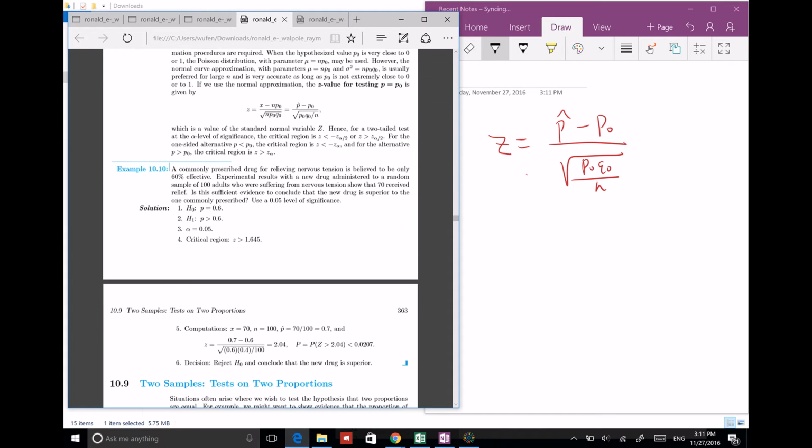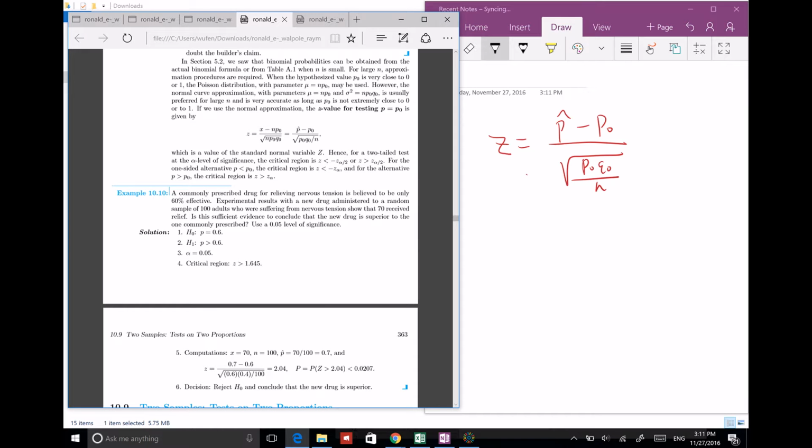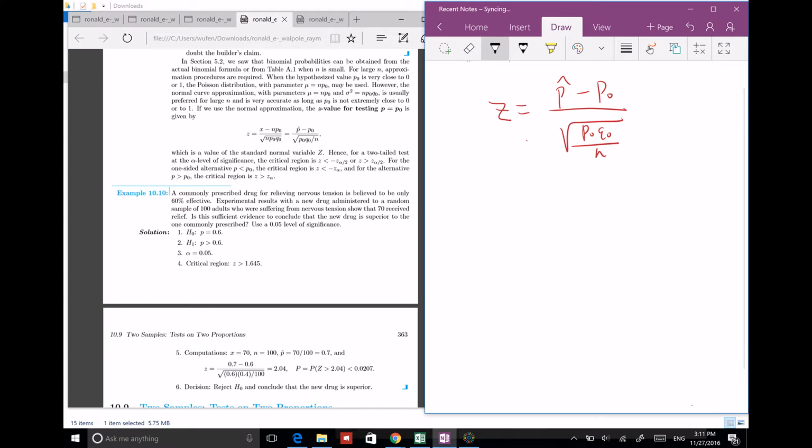Okay, so we can look at this example 10.10. A commonly prescribed drug for relieving nervous tension is believed to be only 60% effective. So we got p equals p0 equals 60%, 0.6. In the experimental result, the new drug was administered to a random sample of 100 adults. n equals 100 is bigger than 30, so we can use the normal distribution now. They are suffering from severe nervous tension, and 70 people received relief. So I got x equals 70.